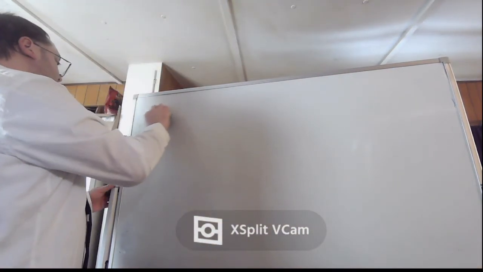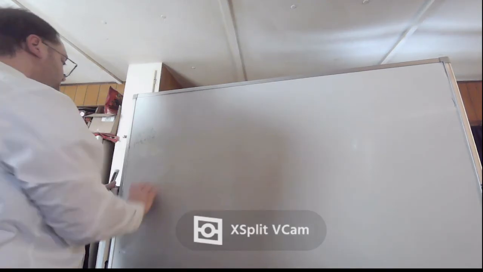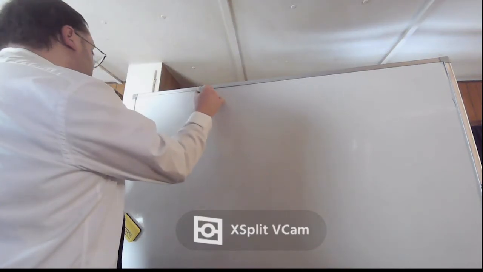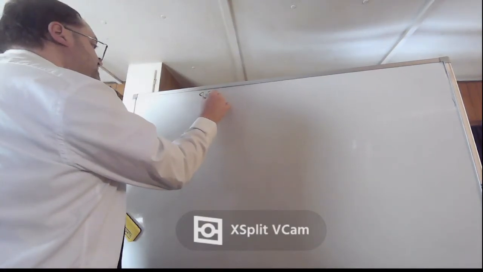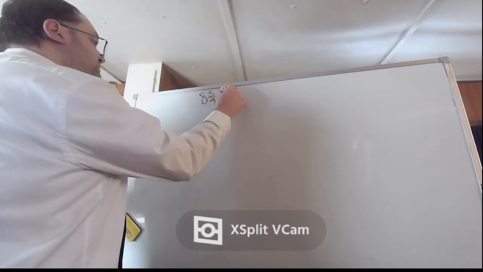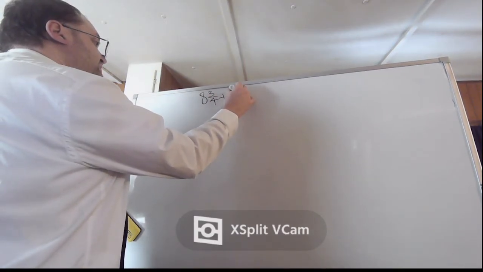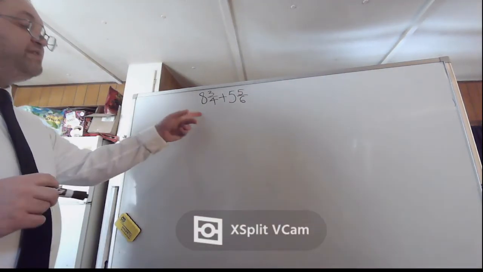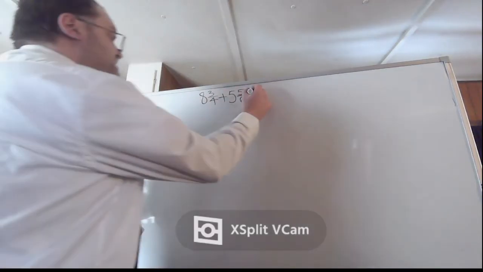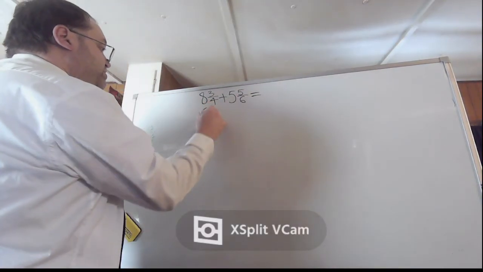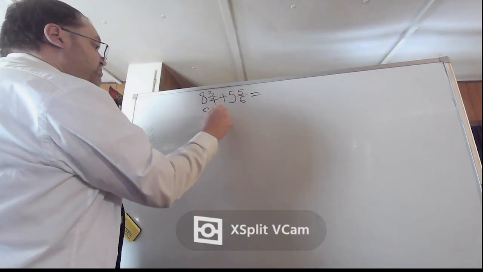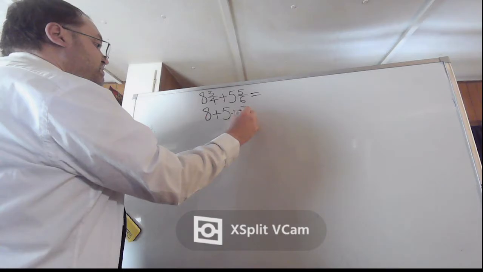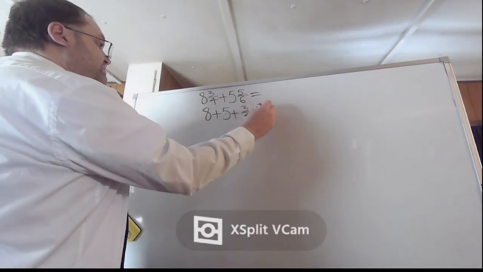I have 2 more problems here. All right. 8 3/4 plus 5 5/6. All right, so 8 3/4 plus 5 5/6. So once again, we'll start by separating the fractions and the whole numbers from each other. 8's a whole number, plus 5, that's a whole number. Then you'll have plus 3/4 plus 5/6.